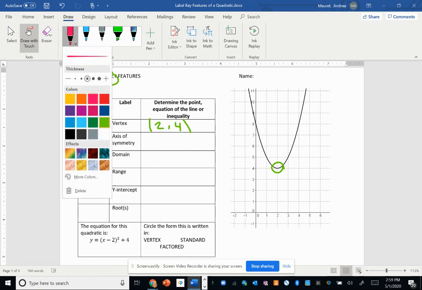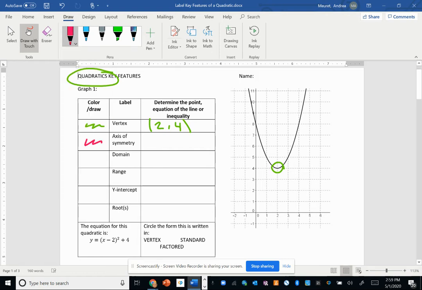Next is the axis of symmetry. I'm going to use pink for the axis of symmetry. The axis of symmetry goes straight down through the vertex, the middle of the graph, and it passes through 2 on the x-axis. So it is the line x equals 2.